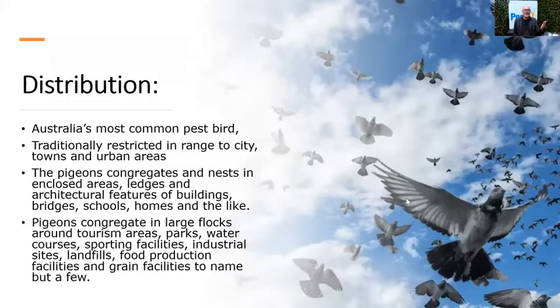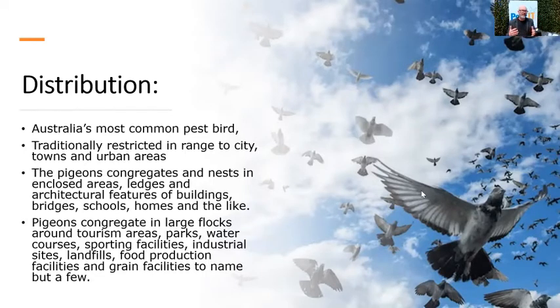So distribution-wise, they are one of our most prolific pests. While they're traditionally restricted to cities, towns and urban areas, but also farm areas where, of course, there's abundant grain, we are talking about a bird that congregates and nests in the built environment. So they are literally looking for enclosed areas in which to nest, but they will nest directly on ledges, and on architectural features that they recognise as locations in which to live. So that could be bridges, schools, homes, or whatever.